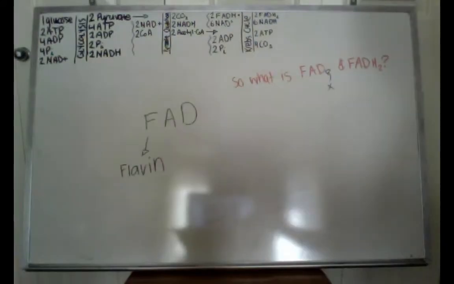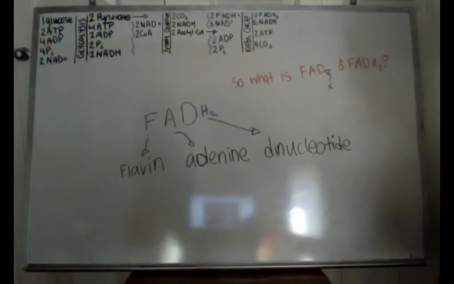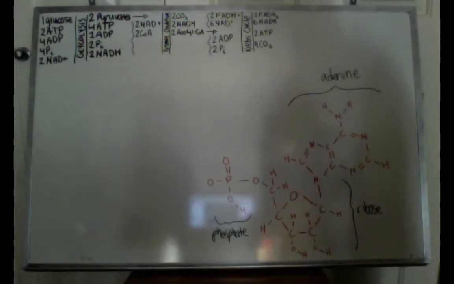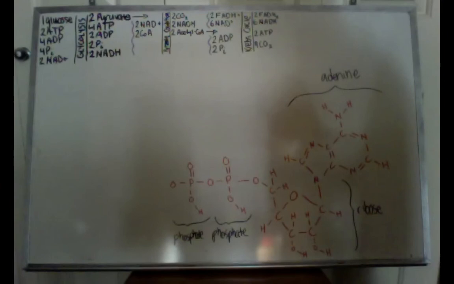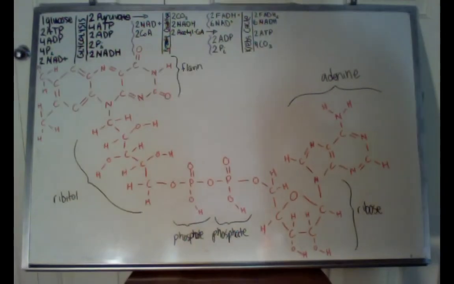So FAD is known as flavin adenine dinucleotide. This is very similar to NAD and NADH, but it isn't quite as high energy. And FADH2 is the higher energy state, which is a gain of protons and electrons, otherwise known as reduction. So we have a ribose, an adenine, a phosphate, another phosphate. Hey, look at that, it's ADP. But we have something known as ribitol and flavin. And these two molecules here actually form vitamin B2, riboflavin.